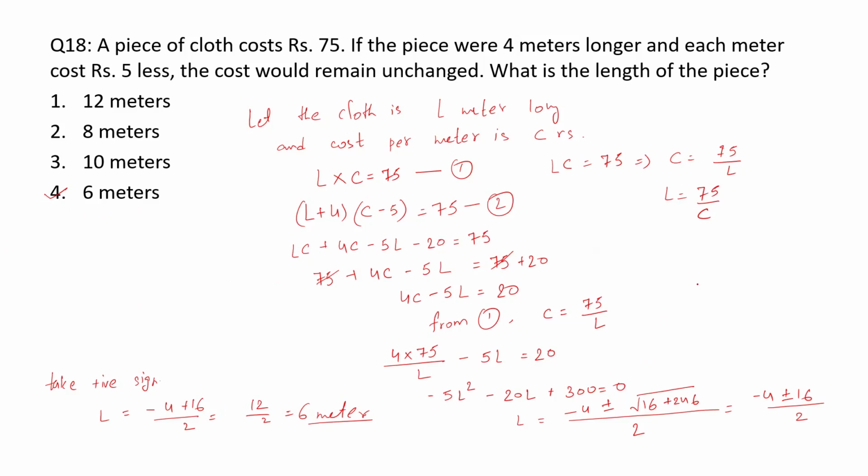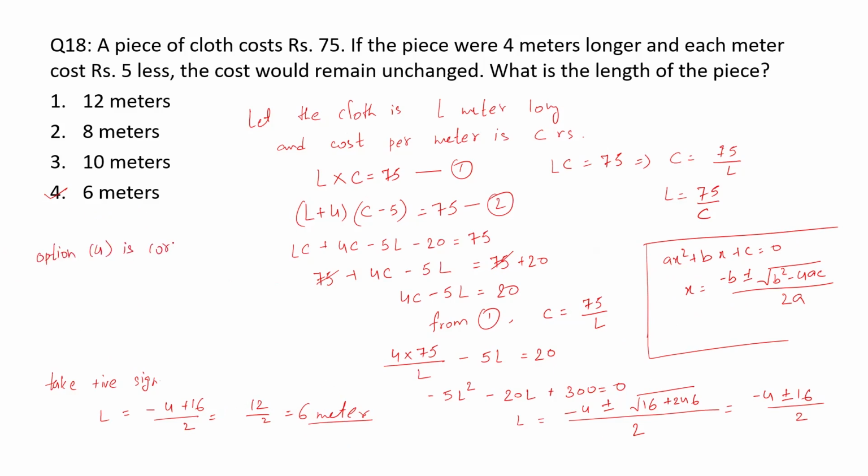So let me give you the formula. Let's say you have ax square plus bx plus c is equal to 0. So x is equal to minus b plus minus under root b square minus 4ac upon 2a. That is the formula I have used over here. So option 4 is correct.